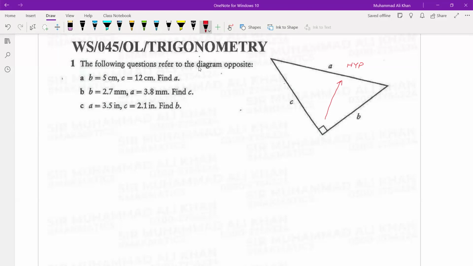For finding out the unknown side of any right angle triangle by the help of given sides, not by the help of given angles, we have a theorem which is called Pythagoras theorem, and the theorem is hypotenuse squared equals perpendicular squared plus base squared.